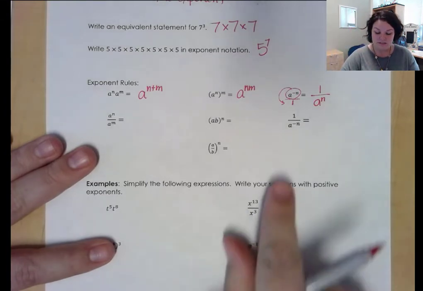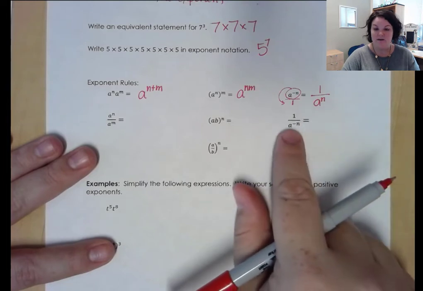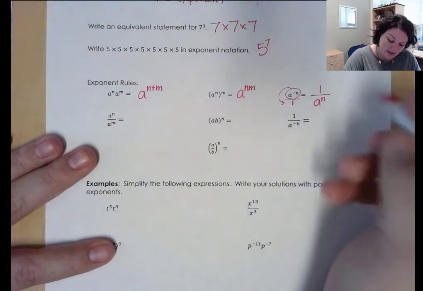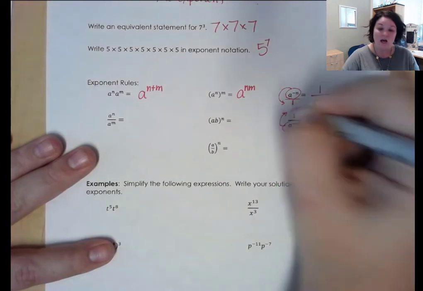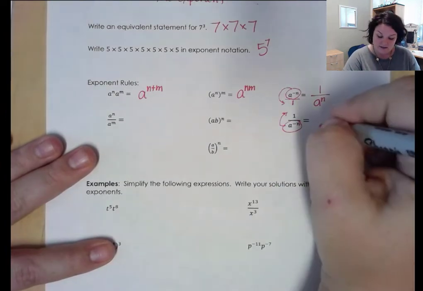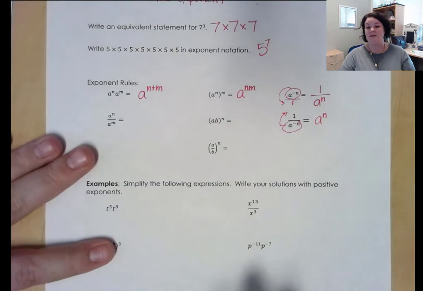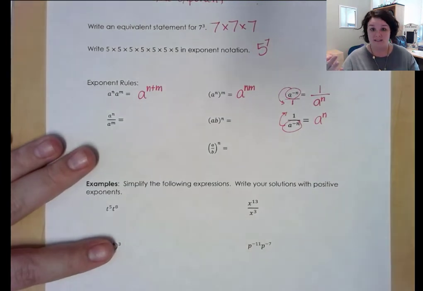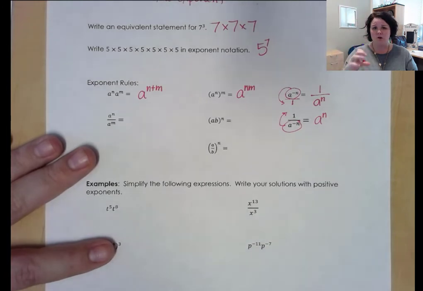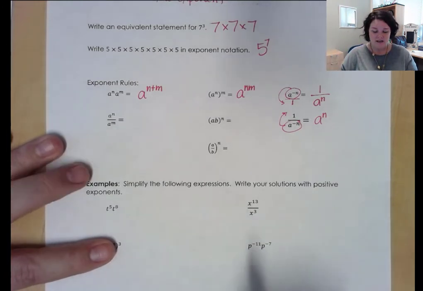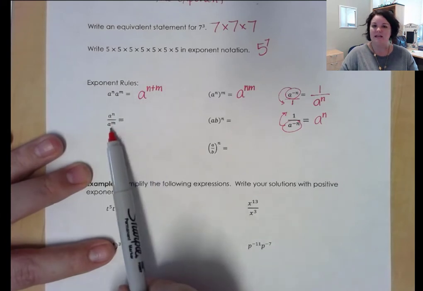Okay, so just like this one we just did, if I have something with a negative exponent that happens to be on the bottom of my fraction, I can move it up to the top of my fraction and change the sign. So this would just be a to now the positive n in the numerator. Okay, so when we move things across fraction lines, it changes their sign. That's how we're going to simplify things like this.